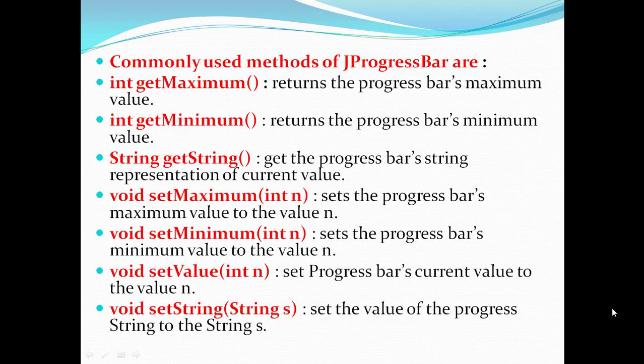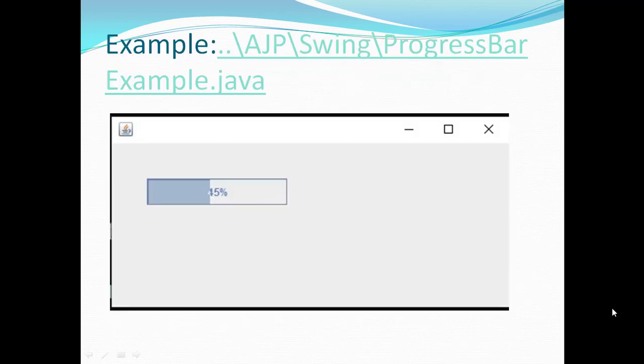Fourth method, void setMaximum(int n), sets the maximum value to the value n. void setMinimum(int n) sets the progress bar's minimum value to n. void setValue(int n) sets the progress bar's current value to n. Next method, void setString(String s), sets the value of the progress string to the string s. These methods are provided.